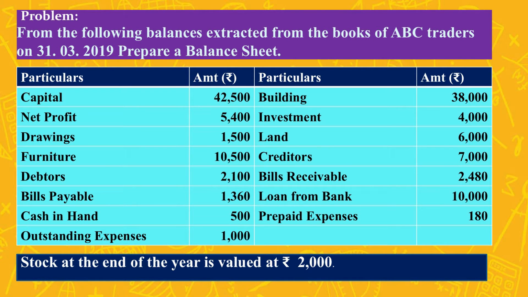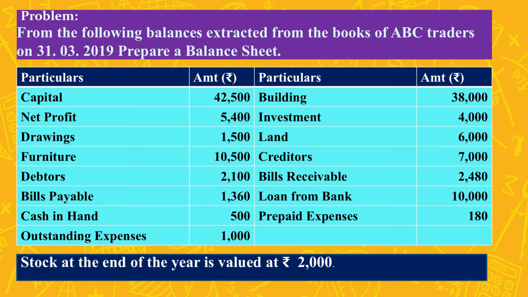Furniture will go to the asset side, as it will show you a debit balance. Debtors will show you a debit balance, and will go to the asset side. Bills payable will go to the liability side because it will show you a credit balance. Cash in hand, we know it's an asset, it will go to the asset side. Outstanding expenses is a liability, it will go on the liability side. Building is an asset, so it will go on the asset side.